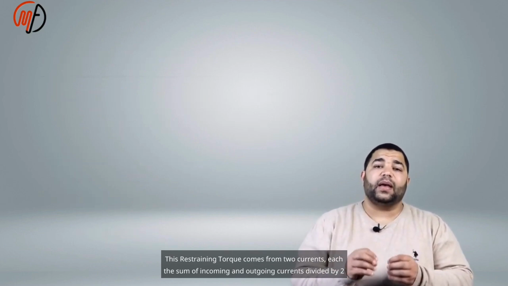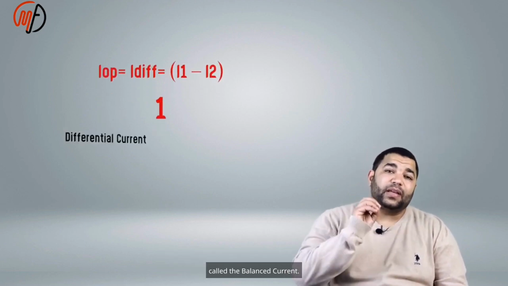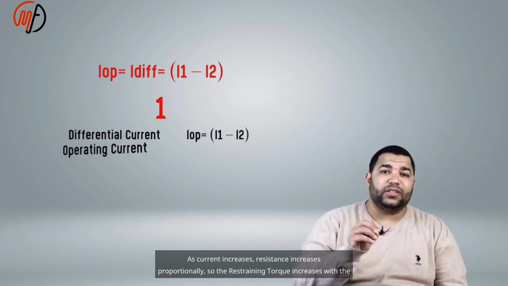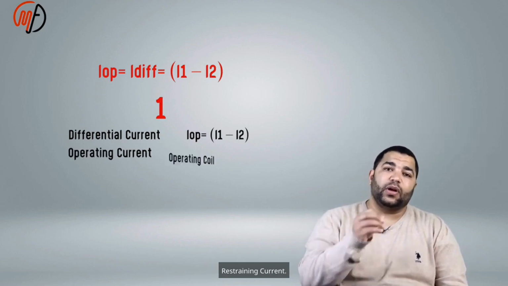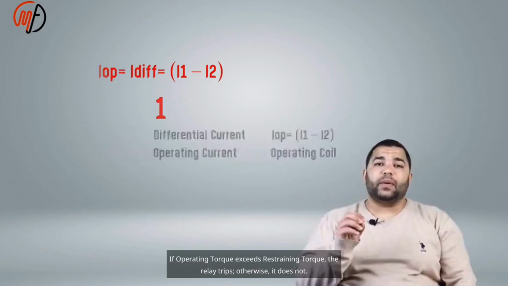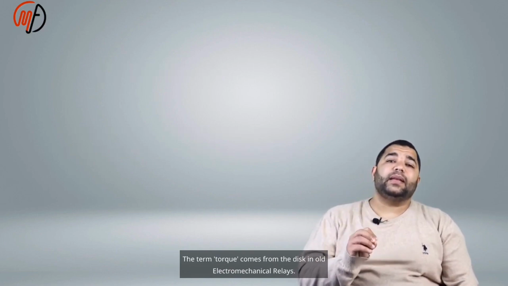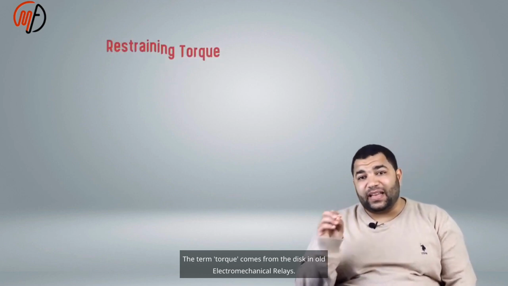This restraining torque comes from two currents, each the sum of incoming and outgoing currents divided by 2, called the balanced current. As current increases, resistance increases proportionally, so the restraining torque increases with the restraining current. If operating torque exceeds restraining torque, the relay trips. Otherwise, it does not. The term torque comes from the disk in old electromechanical relays.